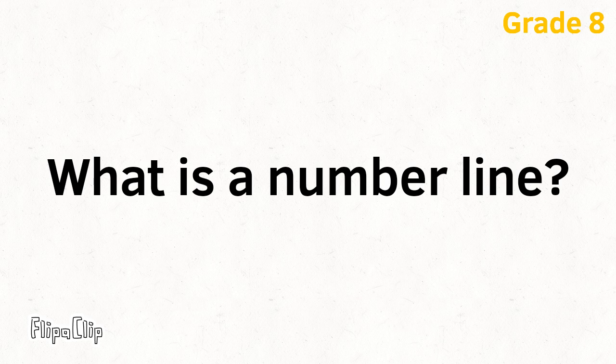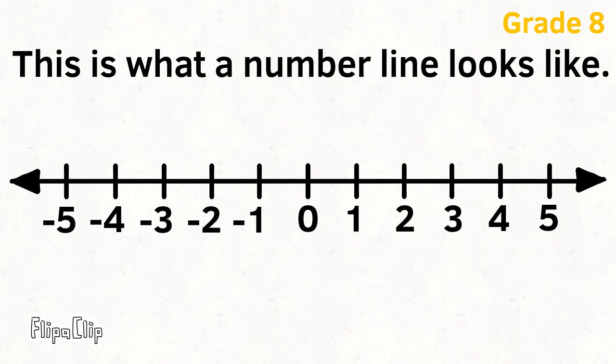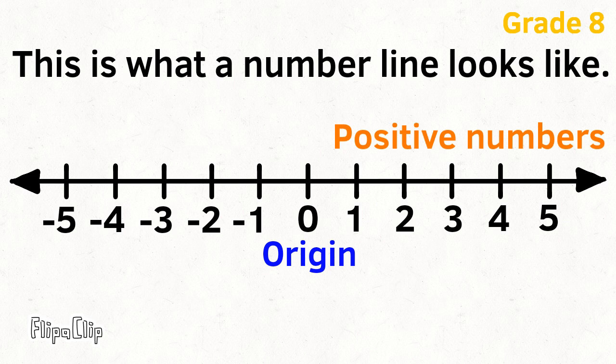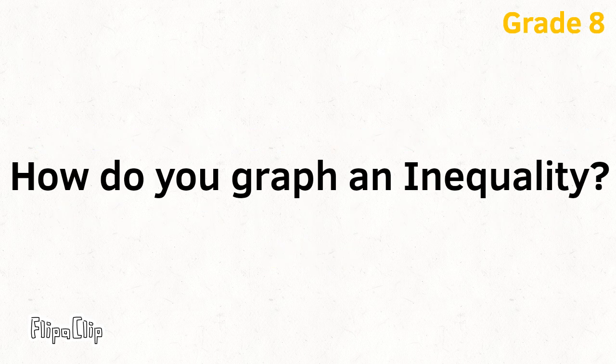What is a number line? A number line is a straight line with numbers marked at equal intervals along its length. This is what a number line looks like. The number 0 in the middle of the number line is called the origin. The numbers at the right side of the origin are the positive numbers, and the numbers on the left side of the origin are the negative numbers.